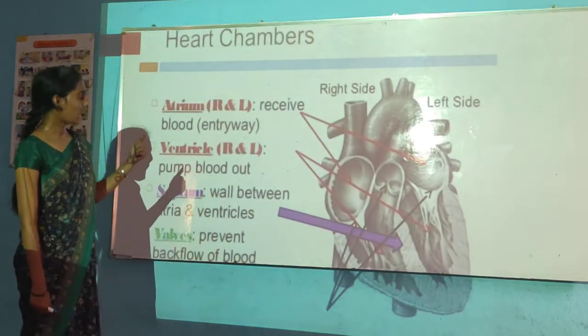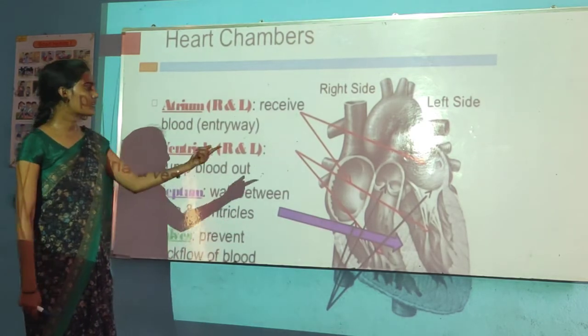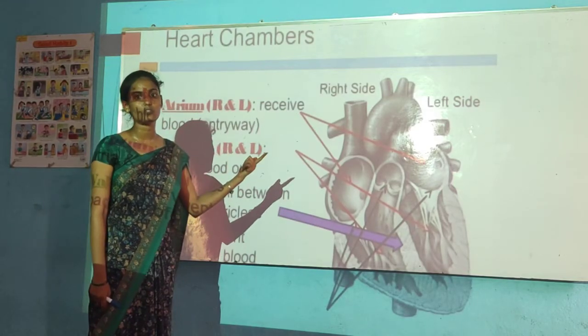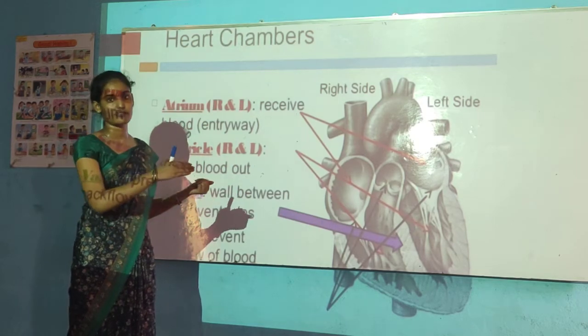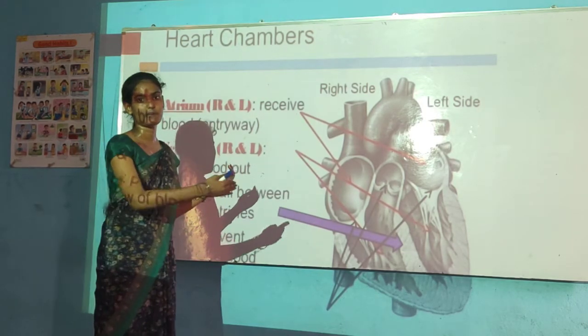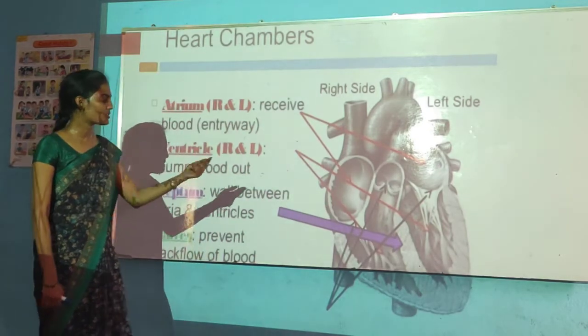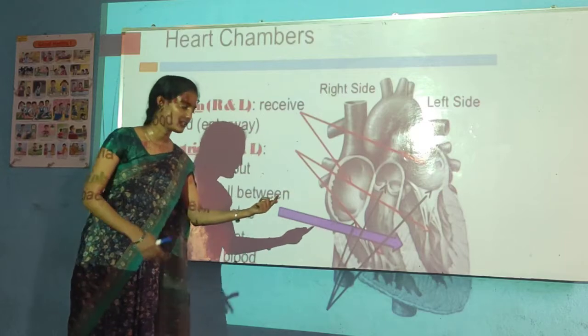Next, heart chambers. If you go deep into the structure of the heart, you can see, students, that the heart contains 4 chambers. The upper 2 chambers are called atria. There is a right side and a left side of the heart, so there is a right atrium and a left atrium. Next, the lower 2 chambers are called the right ventricle and the left ventricle.